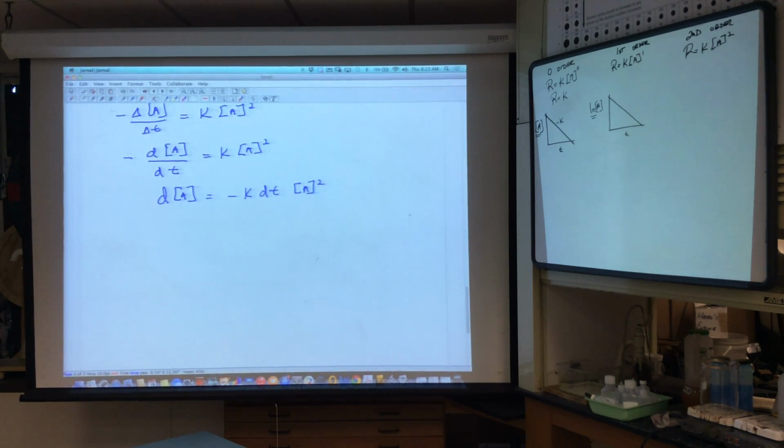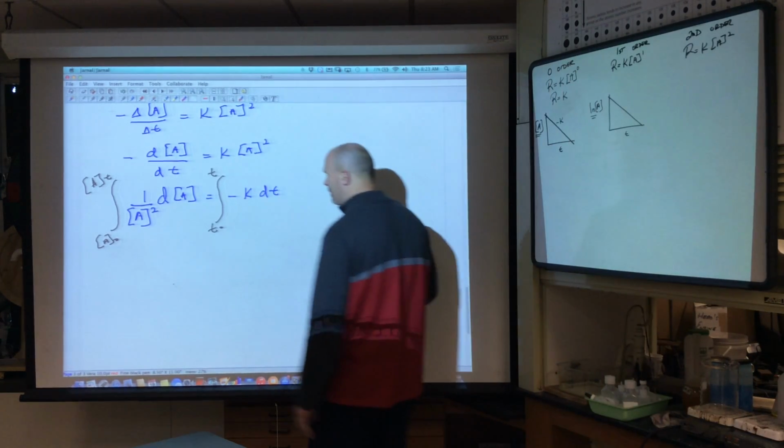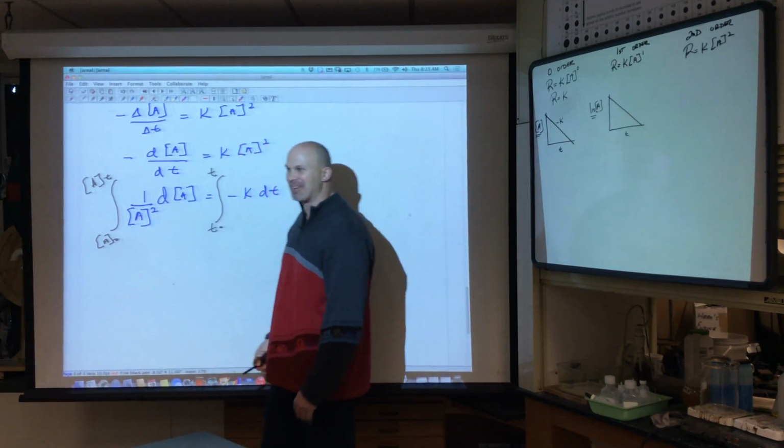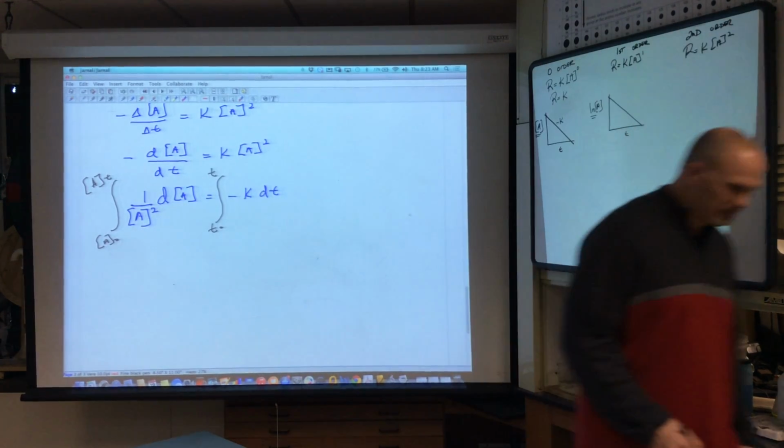So when I get rid of it algebraically, what I get is 1 over [A] squared d[A] equals negative k dt. Let's integrate our hearts away. I'm going to go from A at some final time, to A at initial conditions, and t at some final time to t at some initial. All right, what's the proof? What's the integral of 1 over x squared? Negative 1 over the concentration of A.